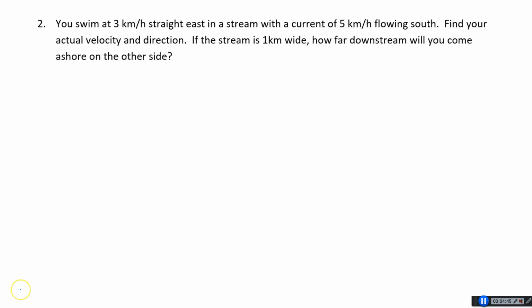All right, let's try the next one. You can swim at 3 kilometers per hour, and you're swimming straight east in a stream with a current of 5 miles per hour. So we've got a 5 miles per hour current flowing south, and you are swimming at 3 kilometers per hour to the east. Okay, so let's make an XY chart here. So we have you swimming, and we have the current.